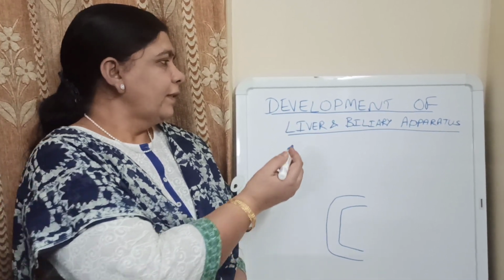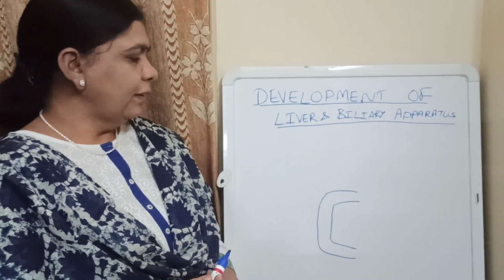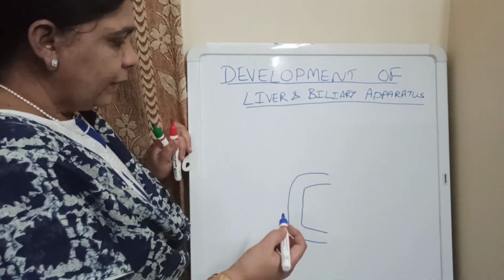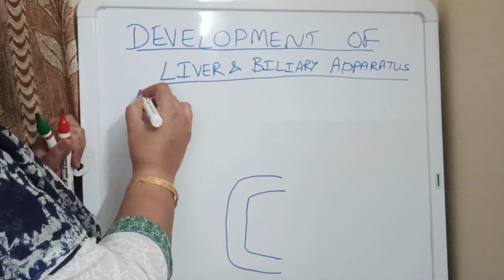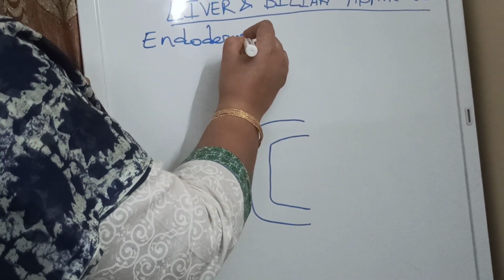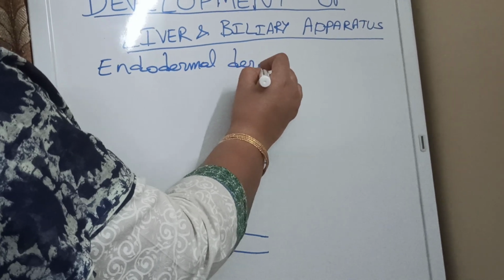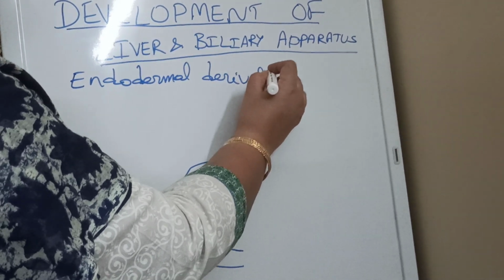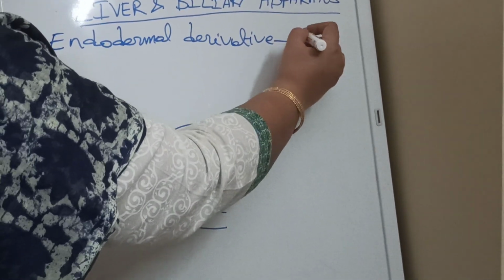So today's topic is the development of the liver and the biliary apparatus. Liver develops from the endoderm of the foregut. So it is an endodermal derivative and it's a foregut derivative. So that is a very important point you should remember, foregut derivative.